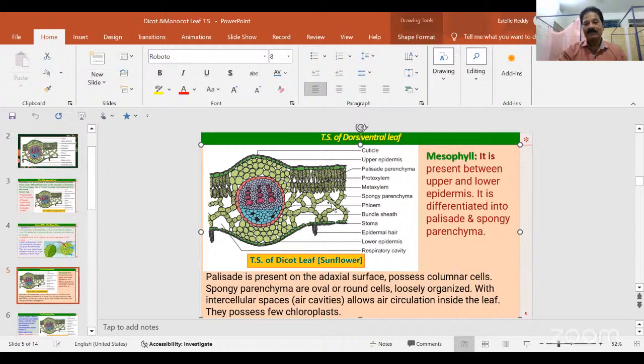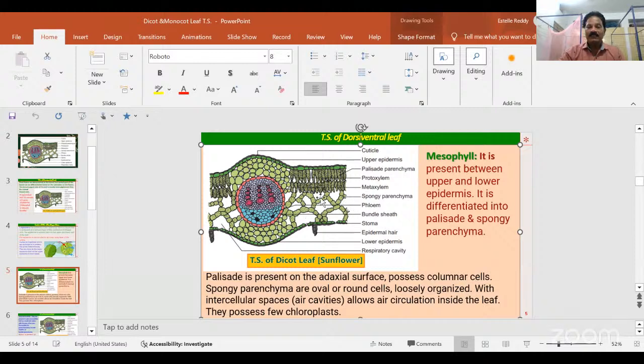And on the lower side, there is a loosely packed, simple green-colored parenchyma tissue. This is called spongy tissue. It has large air spaces. These large air spaces are clearly visible near the stomata. Here, this is a stomata. This is also a stomata. This is also a stomata. So near the stomata, the air spaces are very clearly seen. They help in the exchange of gases.